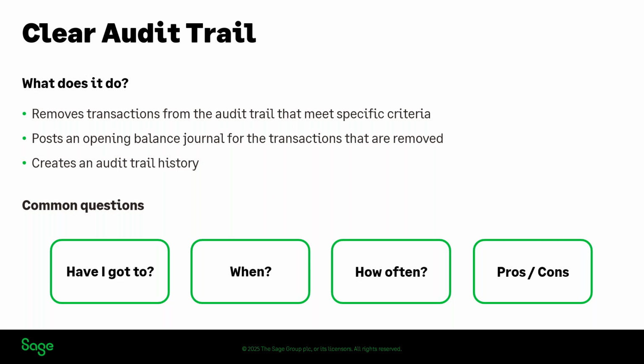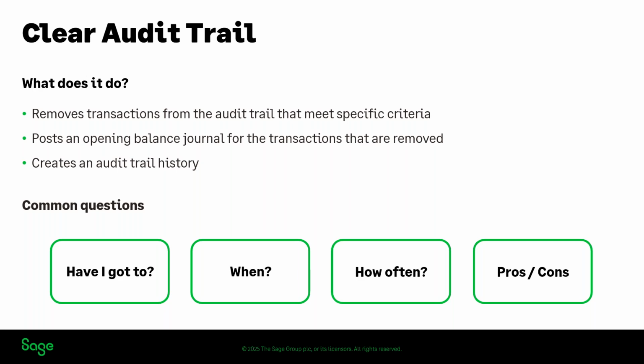But just general use of the software, the less you have, the easier it's going to be. So scrolling up and down lists, running reports, they should run that bit more efficiently. Now, the downside of that is that you're clearing your audit trail, so you're removing your history.